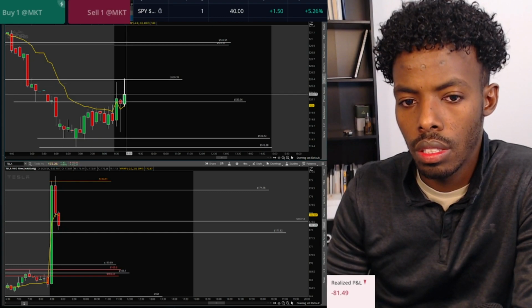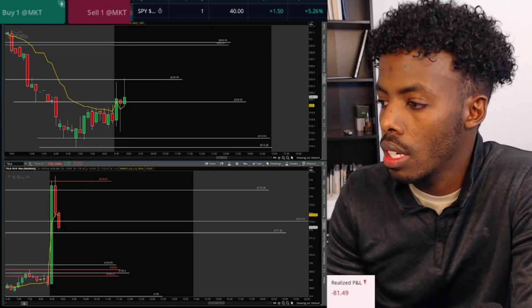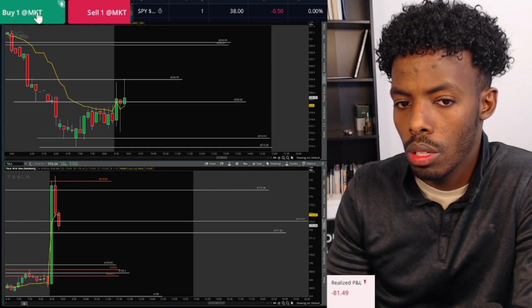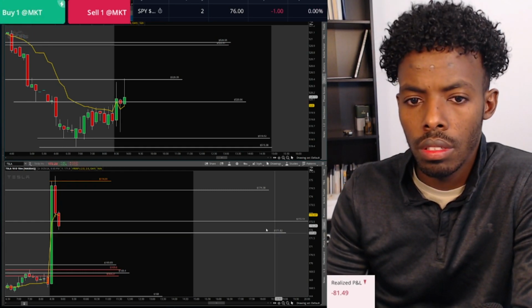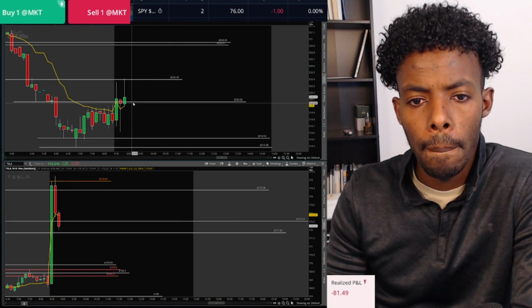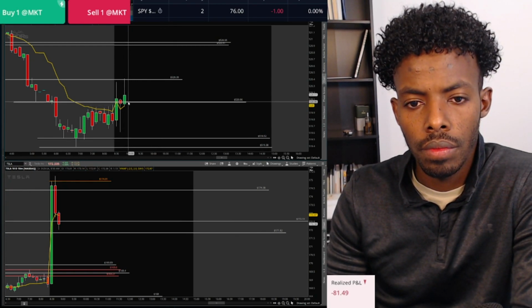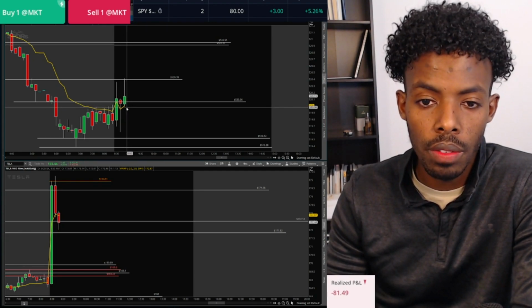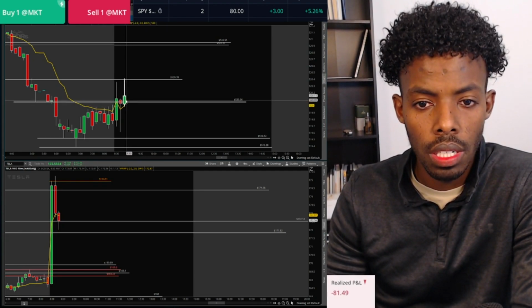Okay. Still seeing some struggle here with the SPY, as you guys can see here. I'm gonna buy just one more here for SPY. If it goes below the VWAP, I'm out, of course. I decided to go ahead and add.